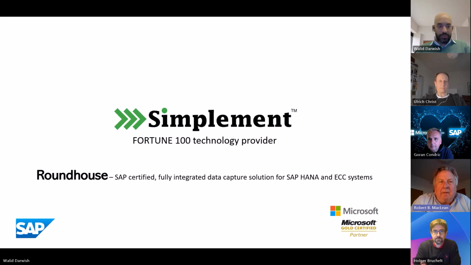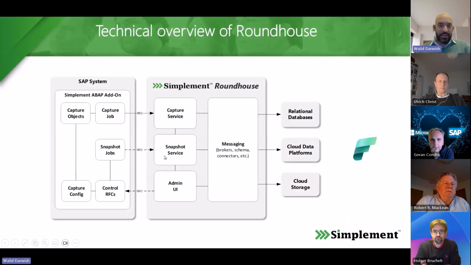Yep, absolutely. So this is a high-level architecture that illustrates the main blocks of the Roundhouse solution, right? As Mac mentioned, we integrate with the SAP environment through the ABAP layer. So we have an ABAP add-on that gets deployed within the SAP system that provides the connectivity to the Roundhouse application, which is deployed external to SAP, right? We do have a couple of RFC destinations that get defined in order to provide the connectivity.